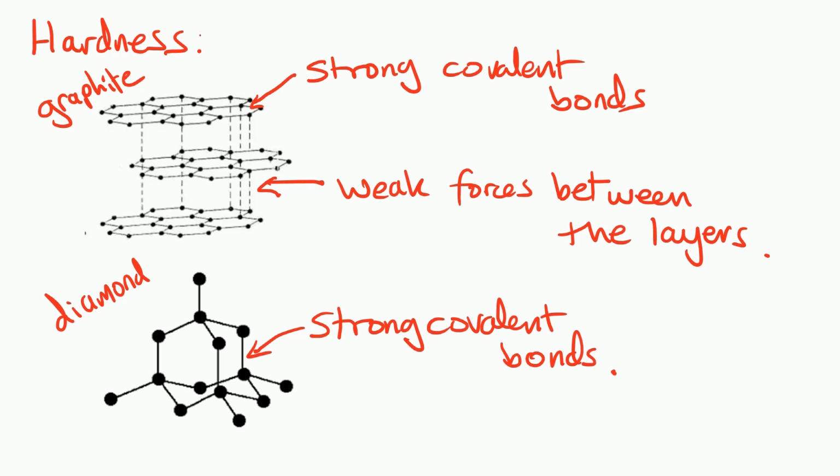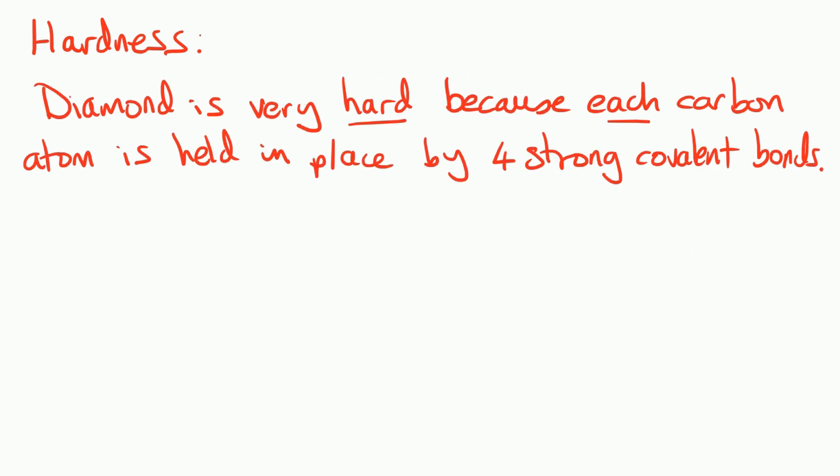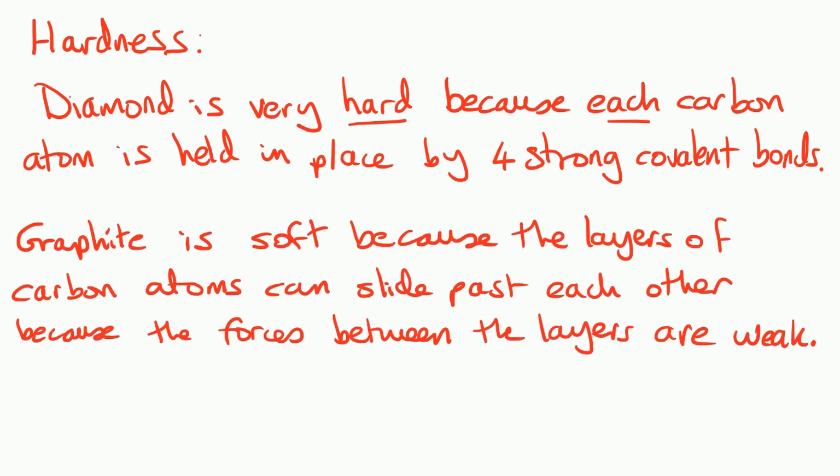We would say that diamond is very hard because each carbon atom is held in place by 4 strong covalent bonds. Notice we're saying hard rather than strong. That's a different property. And we're also saying that each carbon atom is held in place by 4 strong covalent bonds. We're not saying there's 4 covalent bonds in diamond. That would be a mistake. There's hundreds and thousands of bonds in diamond, but each carbon atom has 4 strong covalent bonds. Compare that to graphite. Graphite is soft because the layers of carbon atoms can slide past each other, and that's because the forces between the layers are weak.